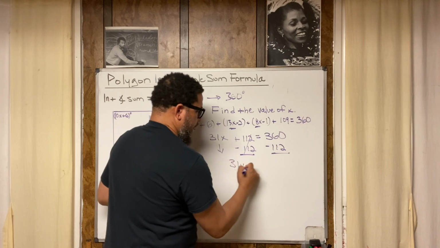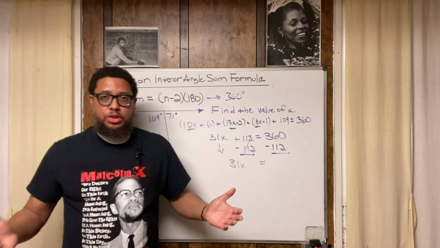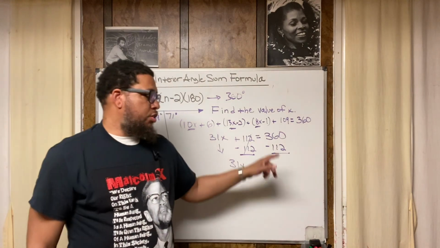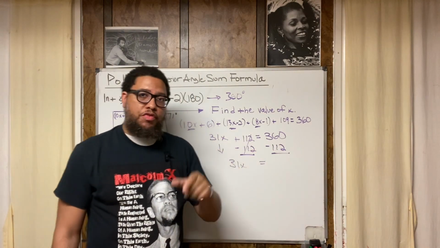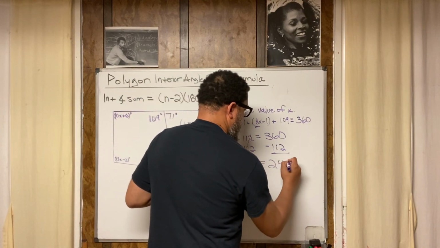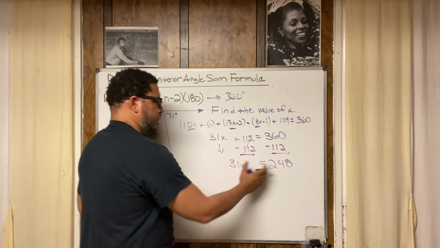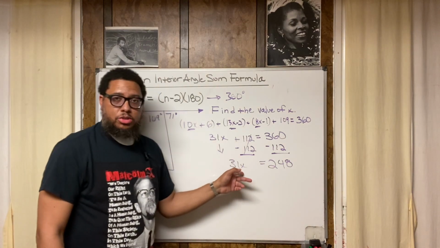Now we got 31x is equal to, now what's 360 minus 112? Mental math. Do the subtraction. This is just arithmetic. 360 minus 100, 260. 260 minus 10, 250. 250 minus 2 is 248. So I got 248. 31x equals 248. I'm trying to get x by itself.